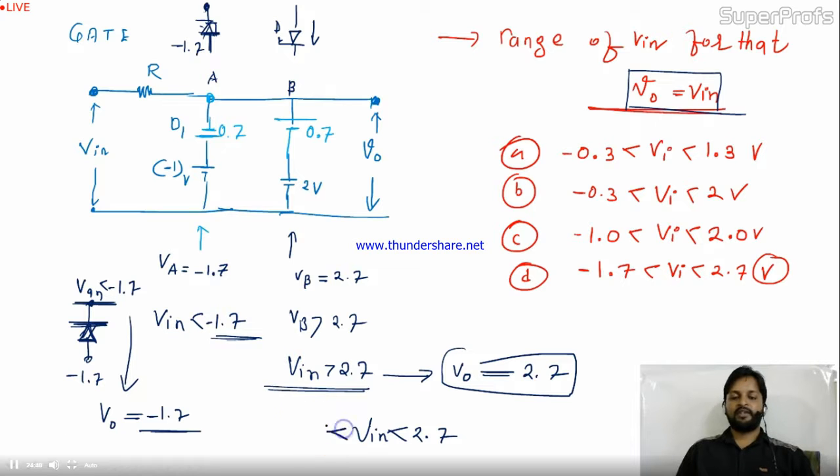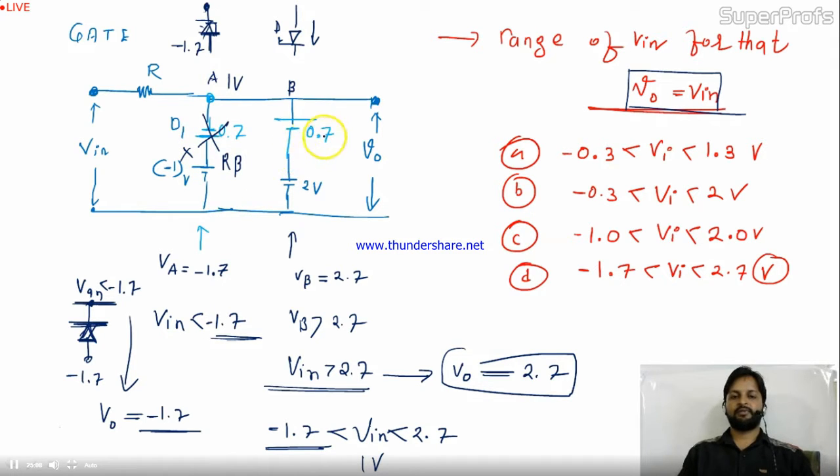So what about Vin greater than minus 1.7? When Vin is greater than minus 1.7, the diode D1 will not work. Let's check a condition in between. Let's check 1 volt. Vin is 1 volt, coming in between them. What is the output stage? This is 1 volt. This is minus 1.7 volt. Will D1 work? No, D1 will be in reverse bias.